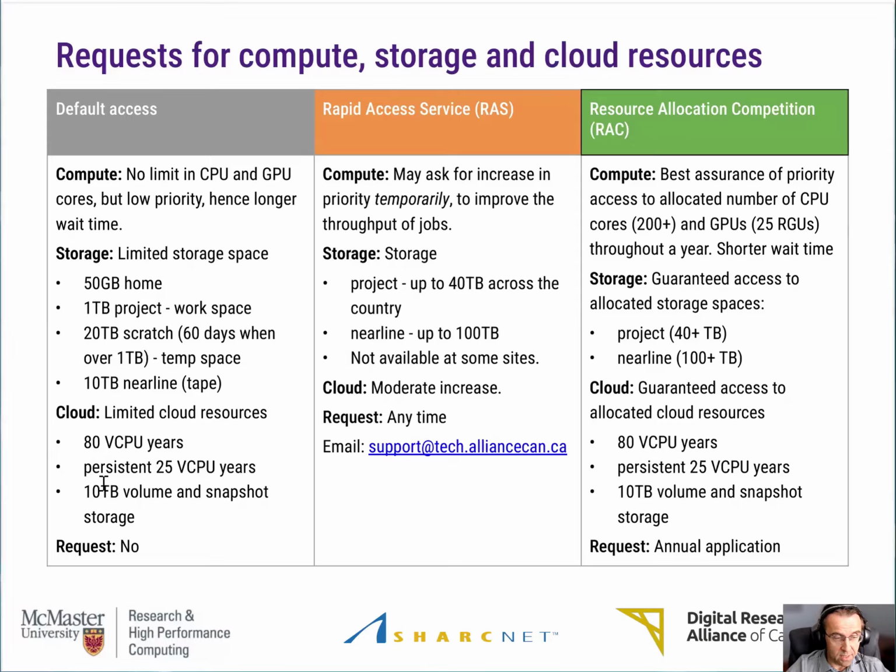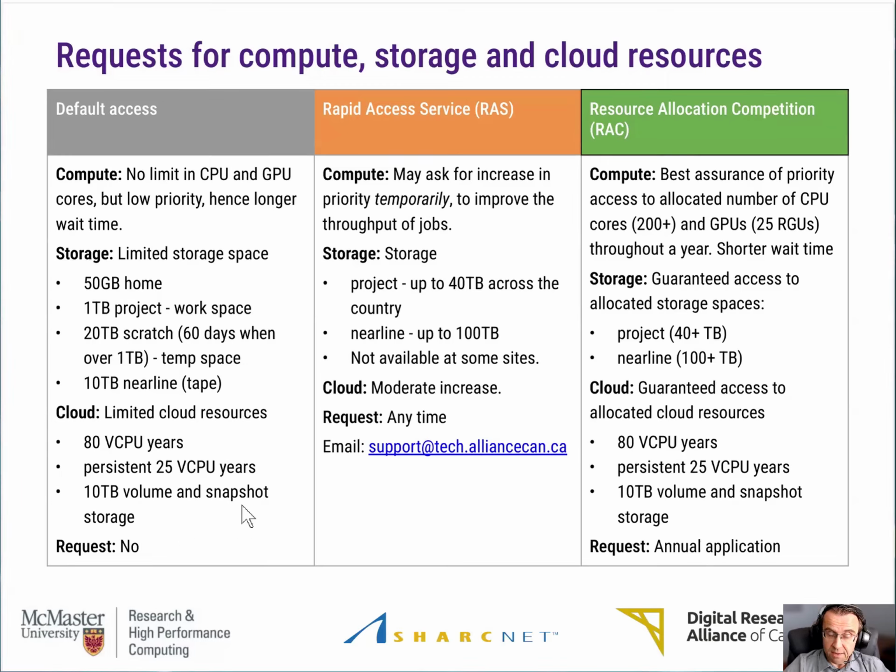For those who are planning to use cloud infrastructure, these are the default amounts. You can use up to 80 virtual CPU years in a year. You can also have up to 25 persistent CPU cores, so you can run something like a web server throughout the year uninterrupted if you need to. And also 10 terabytes of volume and snapshot storage.